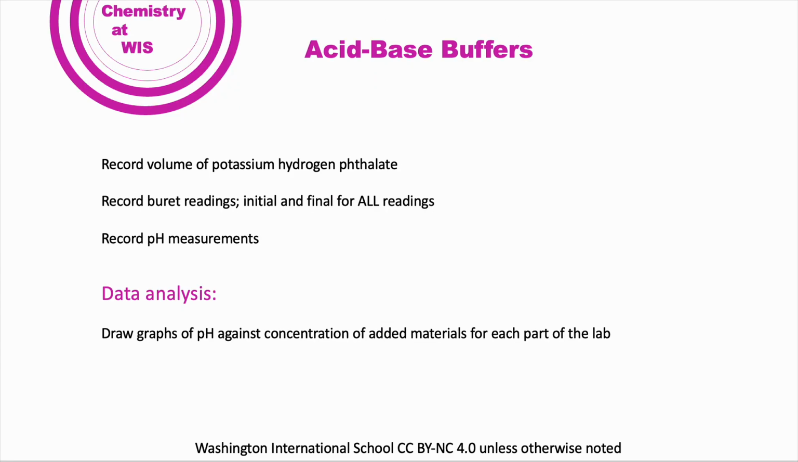So each time record the volume of potassium hydrogen phthalate and the other amounts. Record your burette readings, initial, final, and subtract the two to get the actual measurement. Record your pH measurements for each solution, so label what you're doing each time. And then you're going to draw graphs of pH against concentration added of the material for each part of the lab.